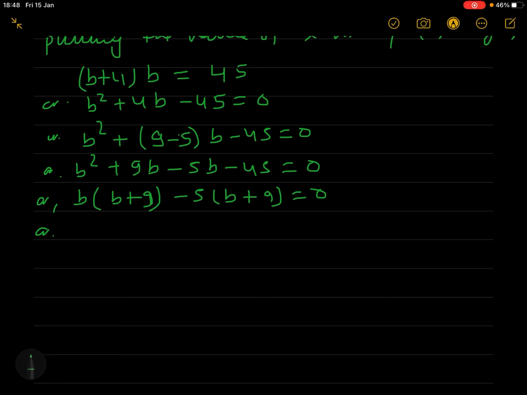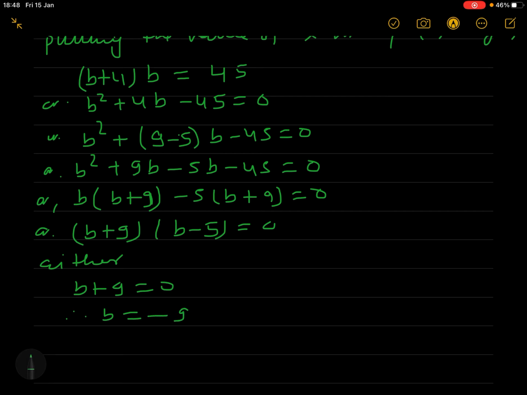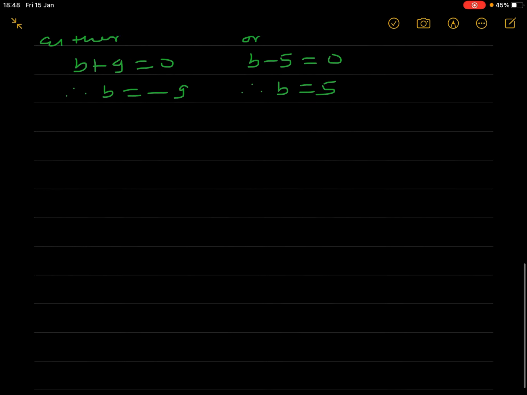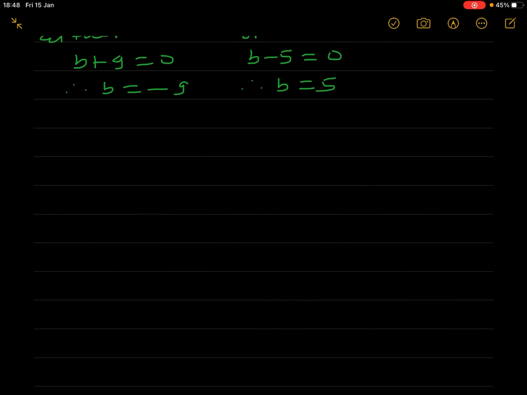B plus 9 we can take common, remaining will be B minus 5. This is equal to 0. Now we can do either B plus 9 is equal to 0, therefore the value of B is minus 9. Similarly, B minus 5 is equal to 0, therefore the value of B is 5. But since L and B are length and breadth, length and breadth cannot be negative.